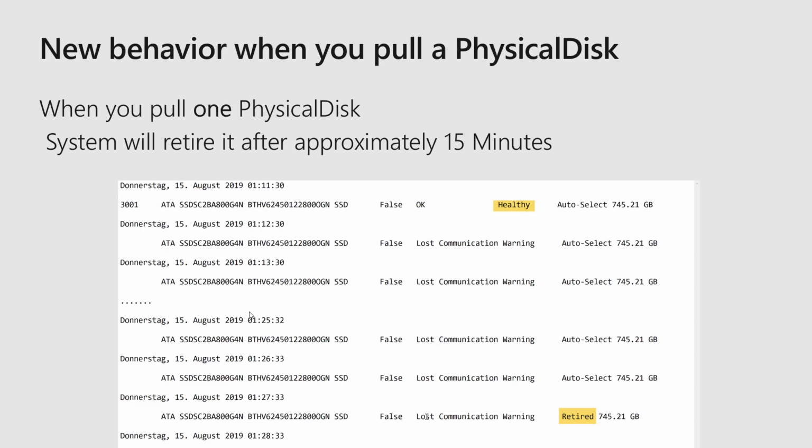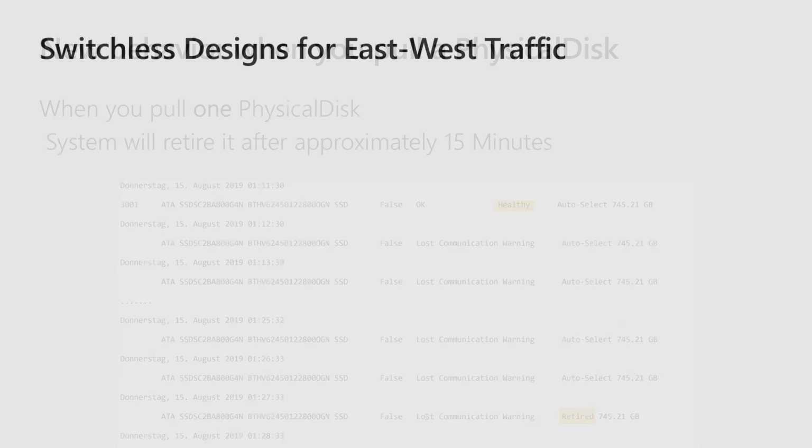In 2019, Microsoft changed that behavior. If one disk is missing for more than 15 minutes and only one disk, then it will be retired by the system. So that's great. If the electronic of the disk is defect, it has no write or read errors because it's gone. It will be retired automatically after 15 minutes. It's a huge improvement if you just want to swap out a disk.